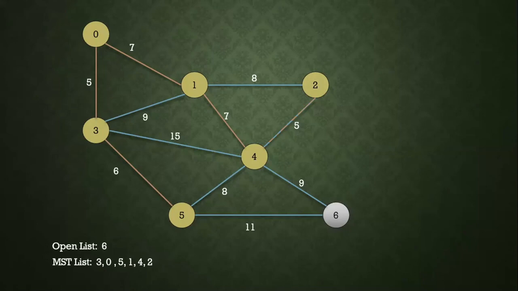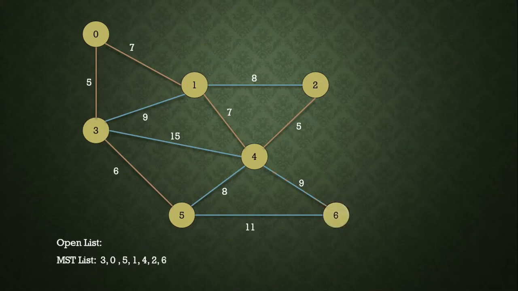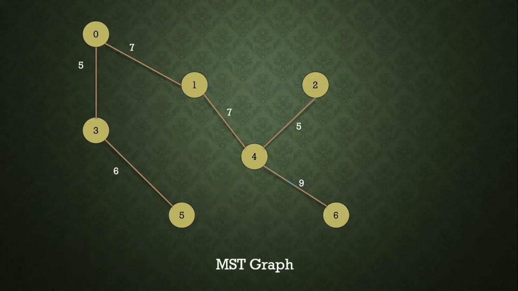The remaining node is 6. We can go to 6 from 4 to 6 or 5 to 6. 4 to 6 contains the weight 9, and 5 to 6 contains the weight 11. So we're going to take 4 to 6 as it contains the minimum weight. We took the edge 4 to 6 because its value is 9, which is less than 11. So now you can see the MST list is complete. We put all the nodes in the MST list. So you can see the MST graph of the main graph.